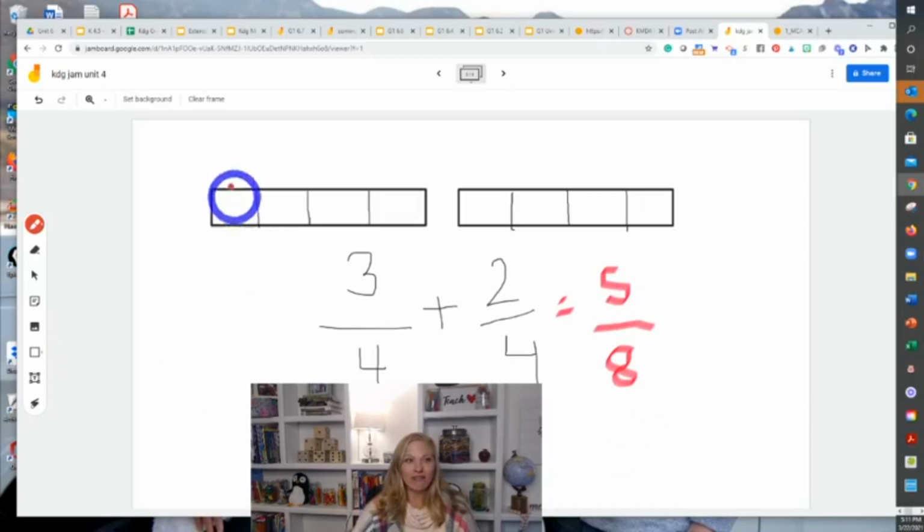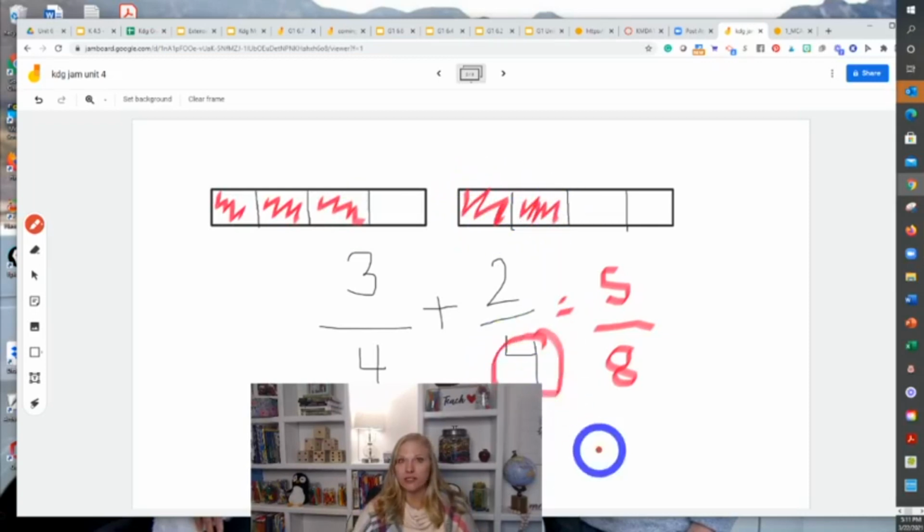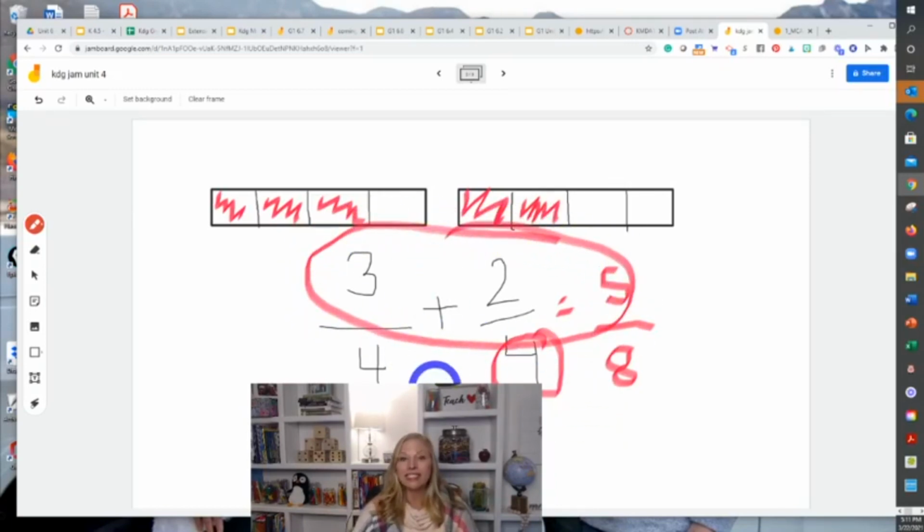Okay, it's not 5/8 because 3/4 plus 2/4, they're all still fourths. The size of those pieces did not change. The number or the quantity of pieces did change. We'll say it again. The size of the pieces did not change. They are all fourths. That's the size of those pieces. The quantity or the number of pieces did change.